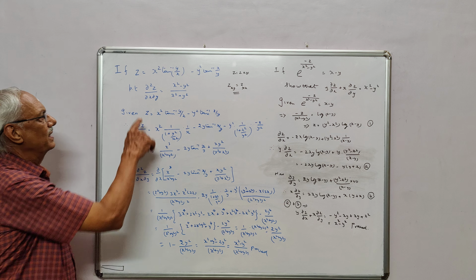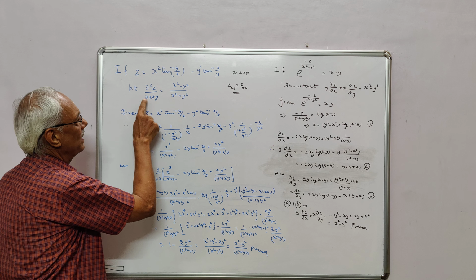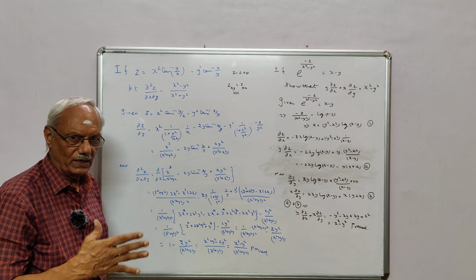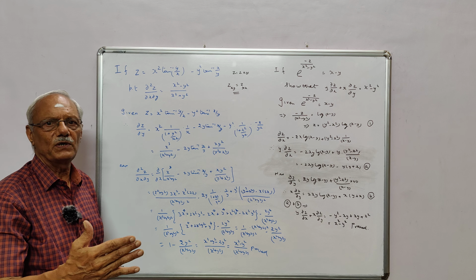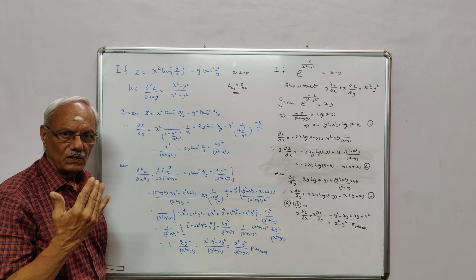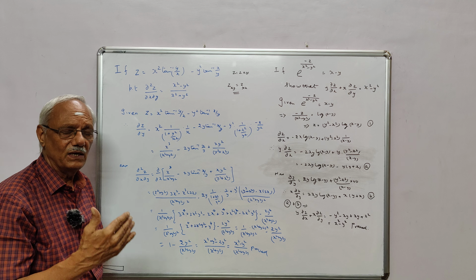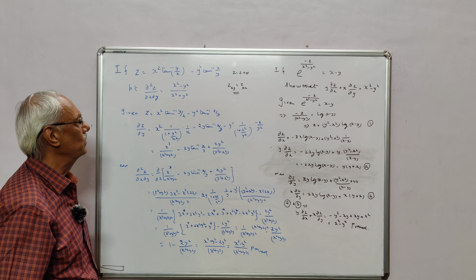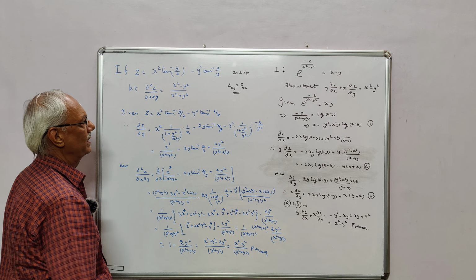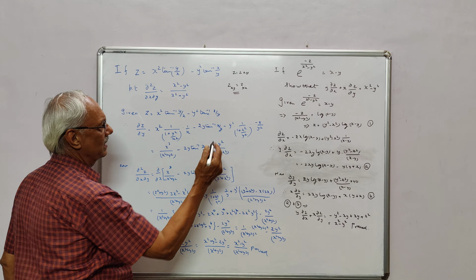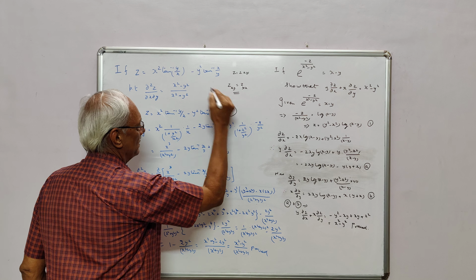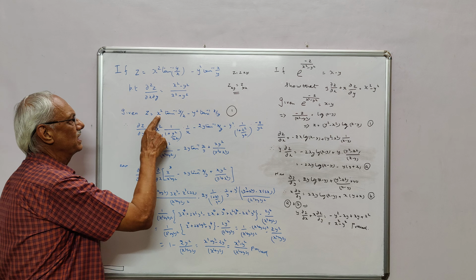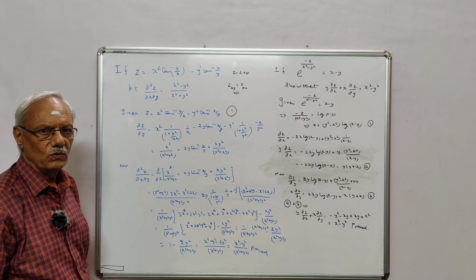But here in this problem you are asked to prove this. So I will find the partial derivative of z with respect to y, and then find the partial derivative again with respect to x. That is what I will do. Now this is your given, we will call it equation 1. Now differentiate this with respect to y.